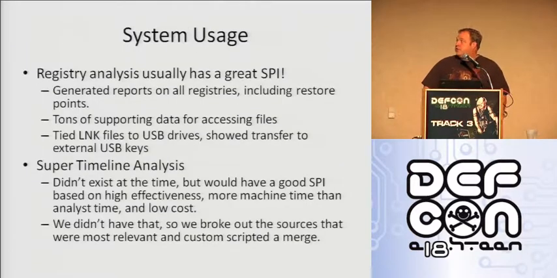Anyway, registry analysis usually has a great SPI, so of course we did that, and we found tons of supporting data for all the accessing files and changing files. Once we had identified the files with all the other methods that we used, we were then able to generate it completely. Super timeline didn't exist at the time, but we know it would have definitely made the cut for getting processed, because we actually had solid timelines for these events and the follow-up.